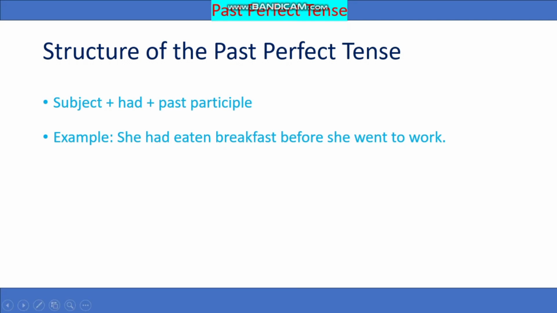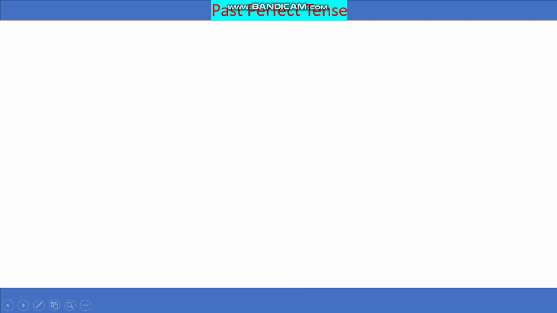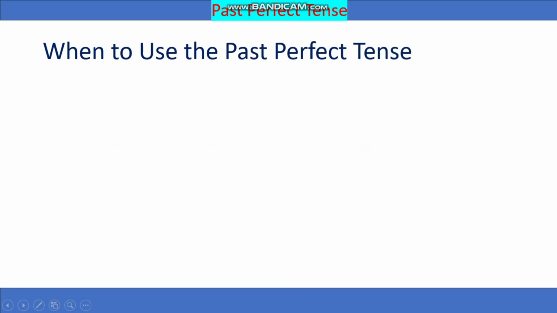Likewise, plus object, we will have a sentence here. She had eaten breakfast before she went to work. She is subject here, had is the helping verb, eaten is past participle or third form, breakfast is the object of the sentence, and before she went to work is another clause. Okay, this is actually a complex sentence, two clauses are here. Okay, another example.